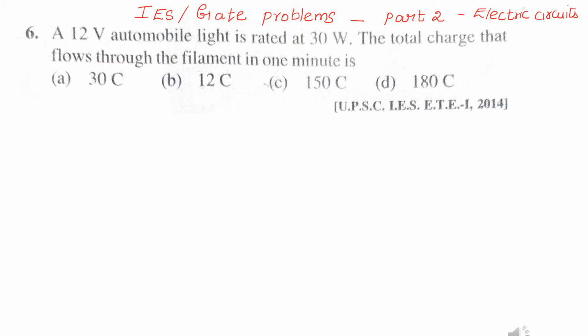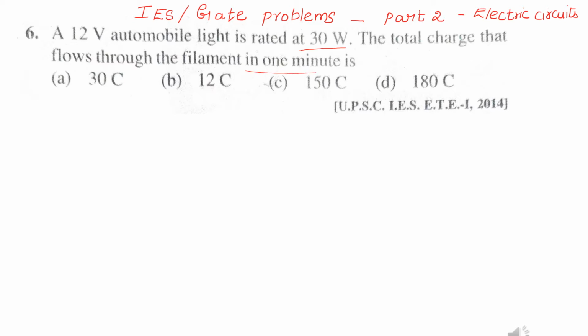In this video, I am going to solve some of the IES GATE problems in electric circuits. A 12-volt automobile light is rated at 30 watt. The total charge that flows through the filament in 1 minute.